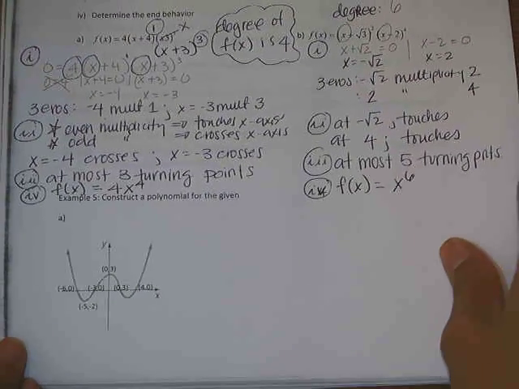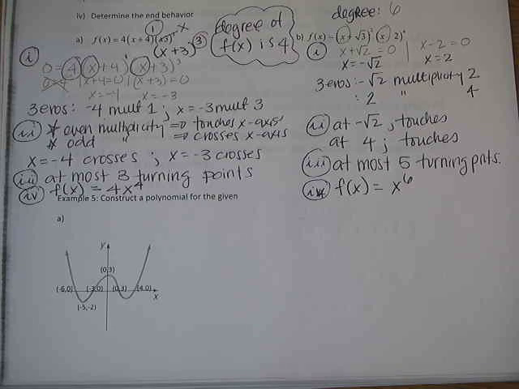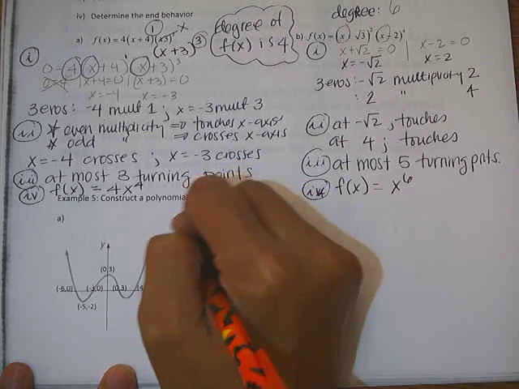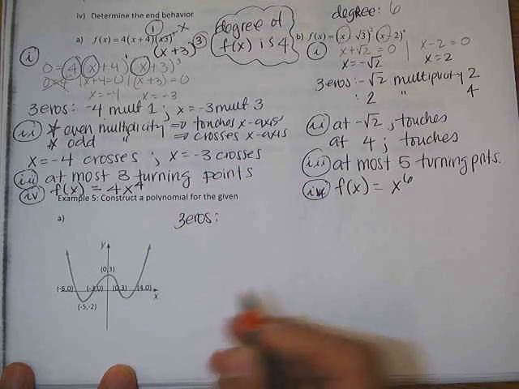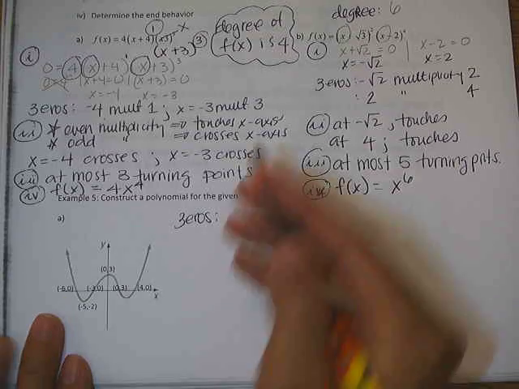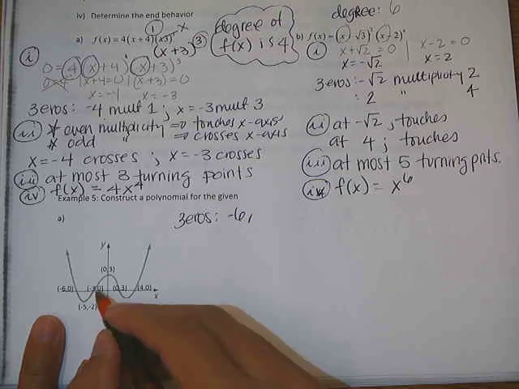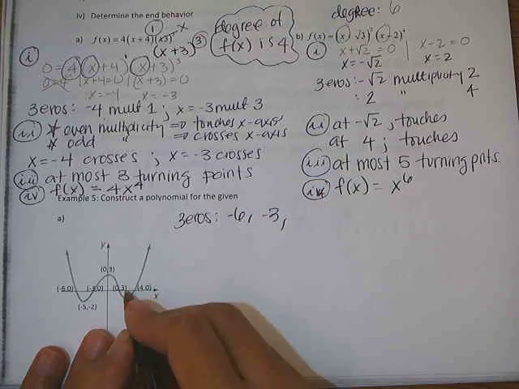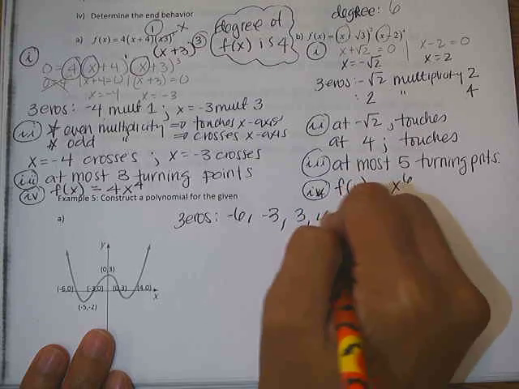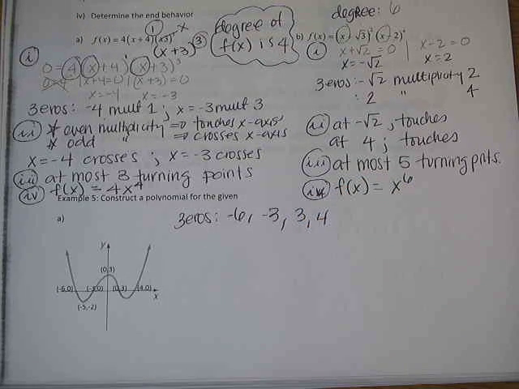Over here, you are given a graph. But it looks like a zero is given to you as well. So let's look at it. Do we know the zeros right away? The zeros look like the first one is -6, and then we have a -3, then we have a +3, and we have a 4. And these are just numbers I made up, so they might not be accurate at all.